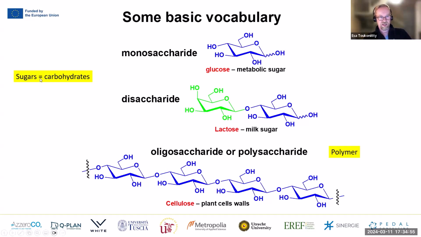Another everyday name for sugars is carbohydrates. It comes from the early days of chemistry, when chemists were thinking that sugars resemble hydrates of carbon, although they are not. But 150 years ago, this was the best they could figure out.